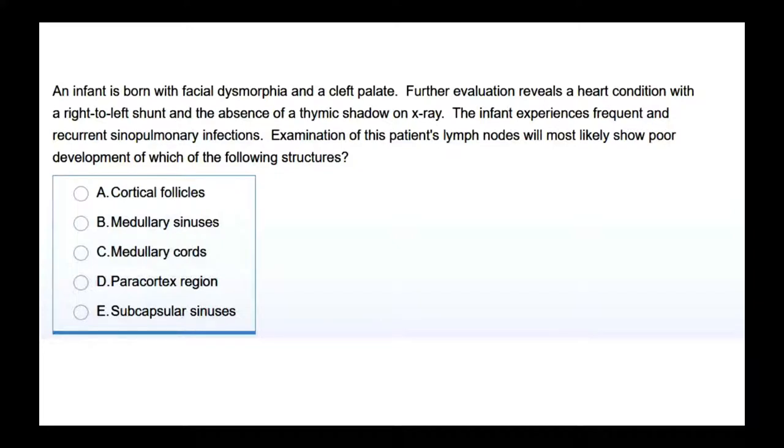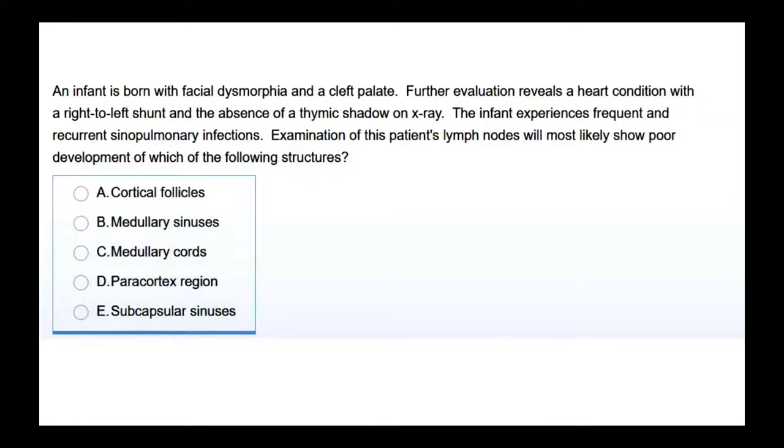So now you should know the T cell place in lymph nodes. So that is what they are asking. The examination of the patient's lymph nodes will most likely show poor development of which of the following structures. There will be poor development of structures which are the T cell zone. Okay, now you know. Then do you remember where in lymph nodes T cells reside specifically? Any ideas? Where T cells are in lymph nodes.